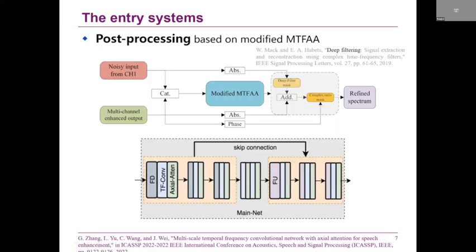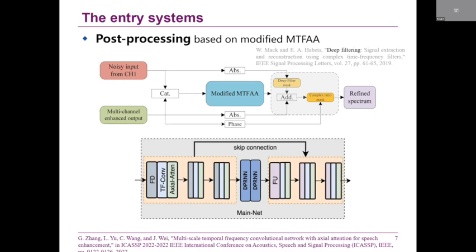To further improve voice quality and suppress residual noise, we introduced the post-processing module. The best performing post-processing method is based on the modified MTFAA by Baidu China. We modified the MTFAA by replacing the main net with two dual-path recurrent narrow networks, DPRNN, to improve the speech output from the multi-channel enhancement model.